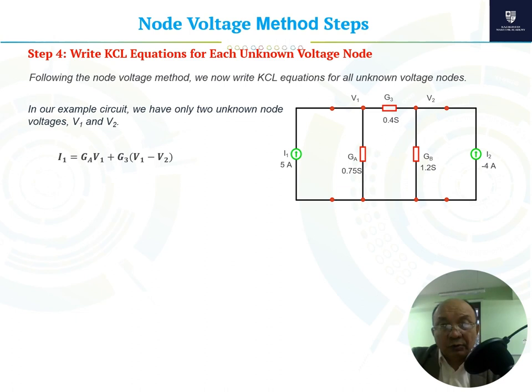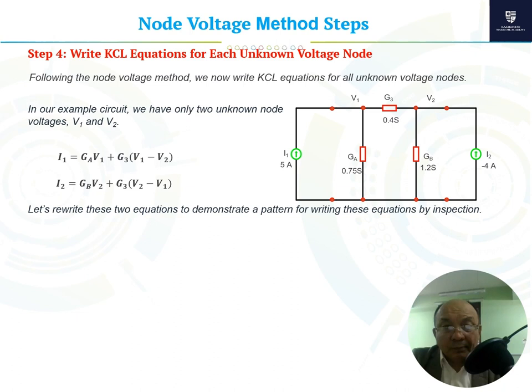So I1 equals GA times V1. Through this branch we have only one voltage. Next, we also have G3, and across G3 we have the voltage drop of V1 and V2, so we write G3 times (V1 minus V2) equals I1. And for I2, we have GB times V2, because we have only one voltage drop in this part, and with G3 we have V1 and V2. These are our two equations.